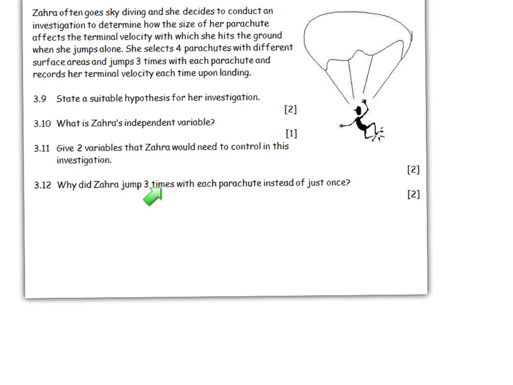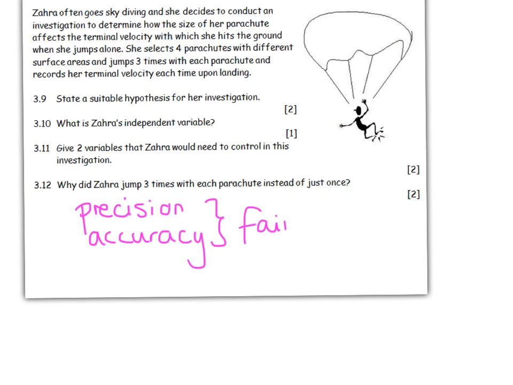And why did Zara jump 3 times instead of just once? To have more repeats. What do repeats do? They ensure precision, and hopefully in the process, with precision, that you're going to get some accuracy as well. But the word that we also like to see, which embodies both precision and accuracy, is that by doing a number of repeats, we land up with a fair test. We have taken a good look at what has changed and what has stayed the same.